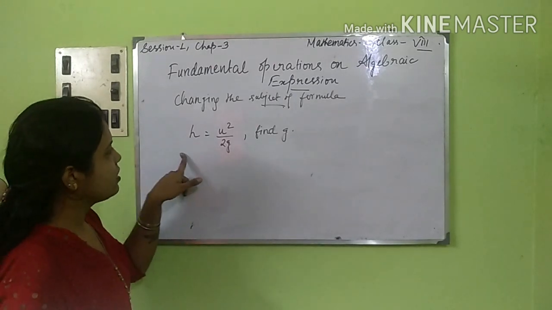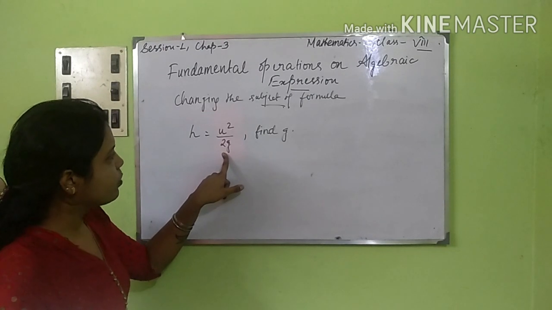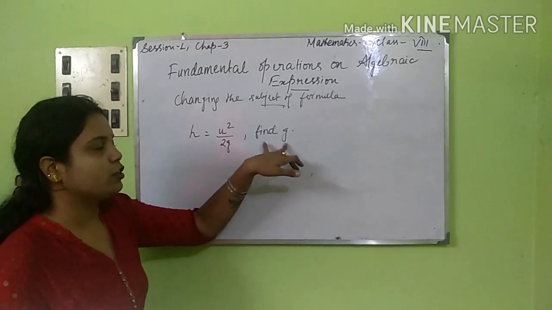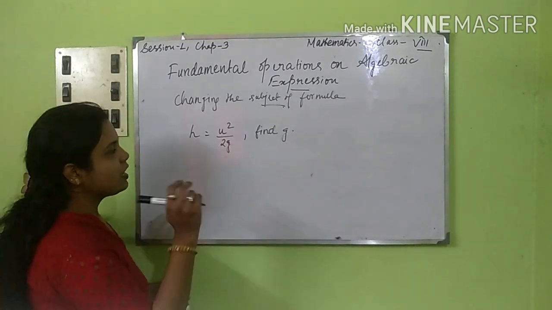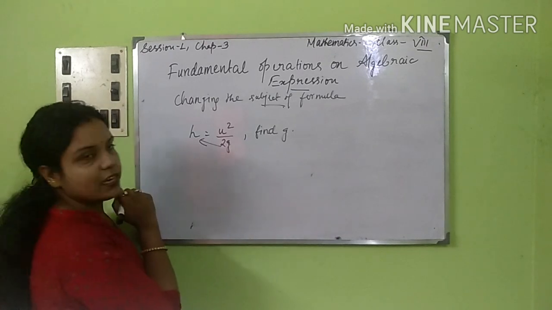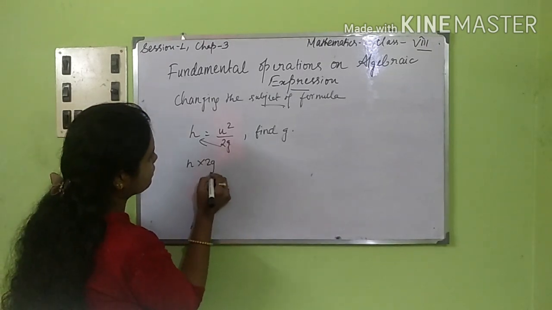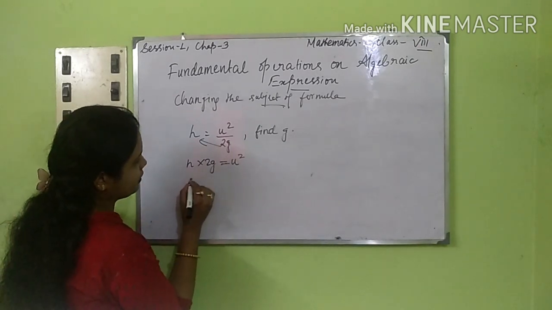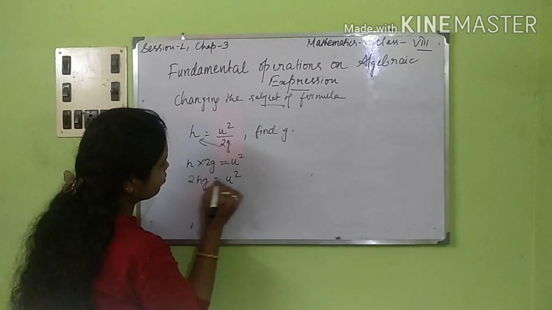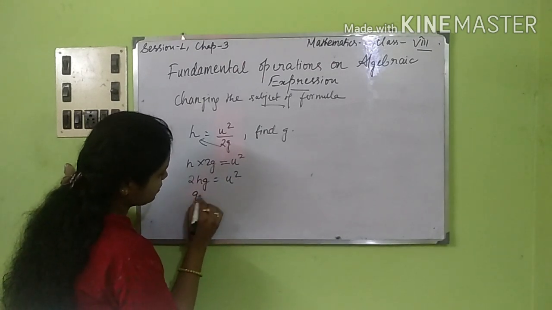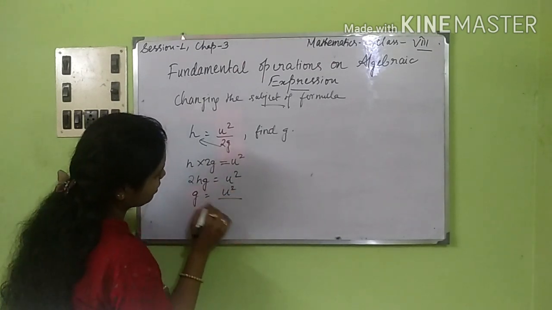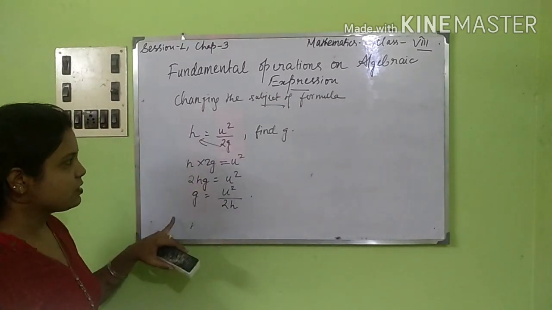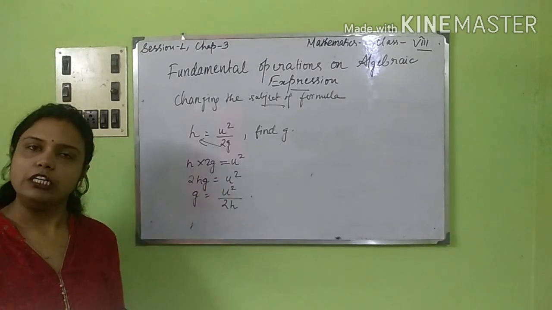Okay, next part we are coming to is changing the subject of the formula. As you can see here, h is equal to u square by 2g, already a formula has been given. But you have to write the formula in respect of g. So you can simply cross multiply this one, that is h into 2g is equal to u square, right? That means 2hg is equal to u square. So g is equal to u square by, again you can bring it down, by 2h, right? So this is how you are going to find the formula in respect of g.